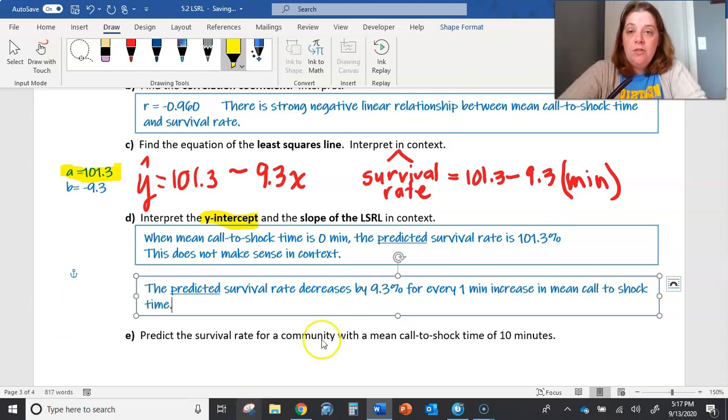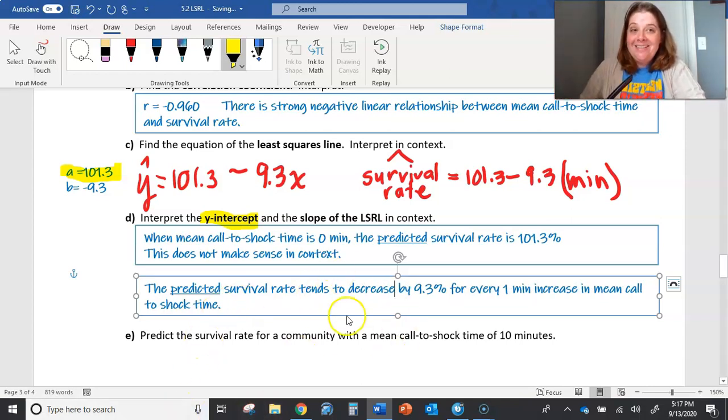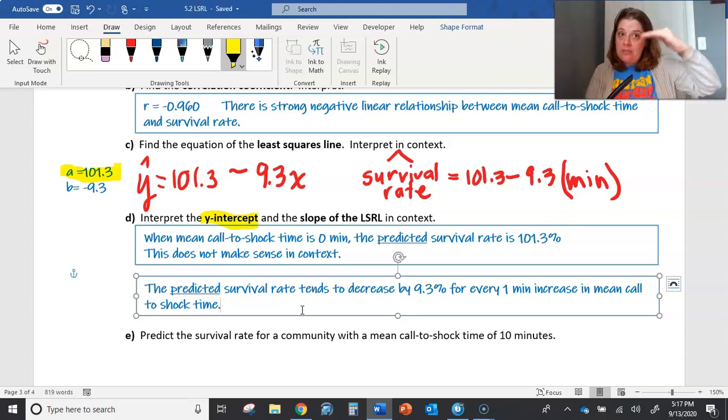And I'm going to change this just a little bit. I'm going to say tends to decrease. That's a little bit weaselier. The predicted survival rate tends to decrease by about 9.3% for every 1 minute increase in that mean call to shock time. The predicted y value is decreasing for every 1 minute increase in that time.